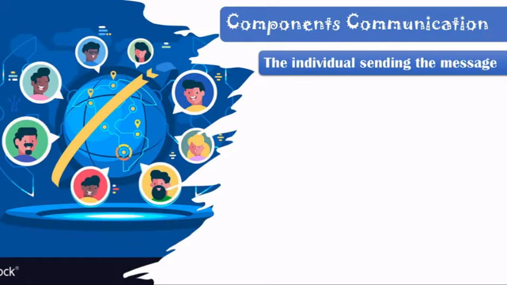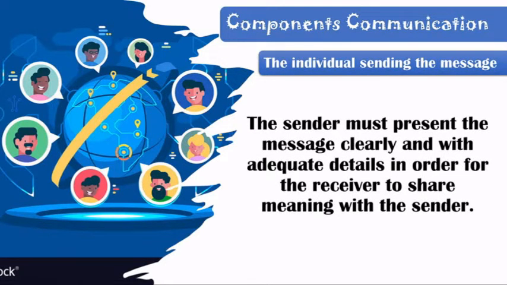The first one is the individual sending the message or the sender. The sender must present the message clearly and with adequate details in order for the receiver to share meaning with the sender. Take note of that word adequate. If you would remember, there is a principle of communication which is adequacy. Adequacy, or having adequate details, means that the details are complete. Everything that the sender wishes to convey must be included in that message.